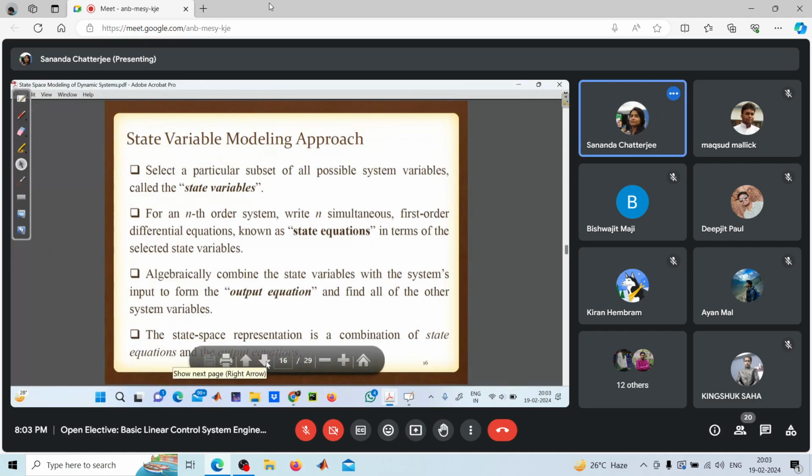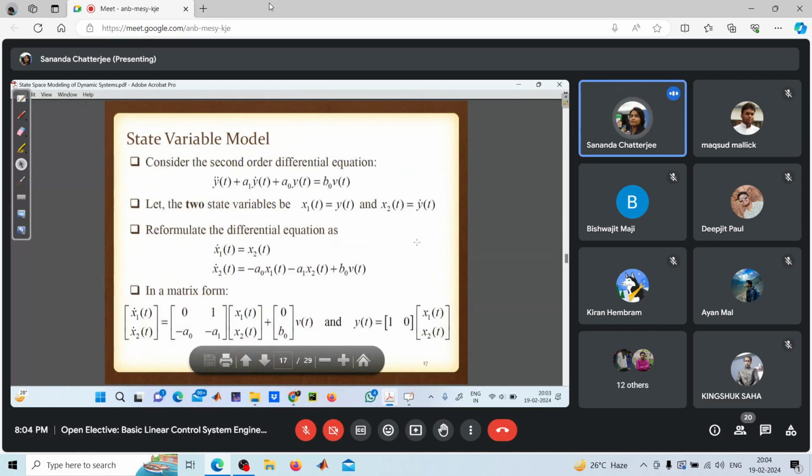Now let's take this example. Say a system is described using this second order differential equation: y double dot plus a1 y dot plus a0 y(t) equal to b0 v(t), where v(t) is the input and y(t) is the output of the system. Can anybody tell me, by seeing the equation, whether this system is linear or not? Yes, second order linear equation.